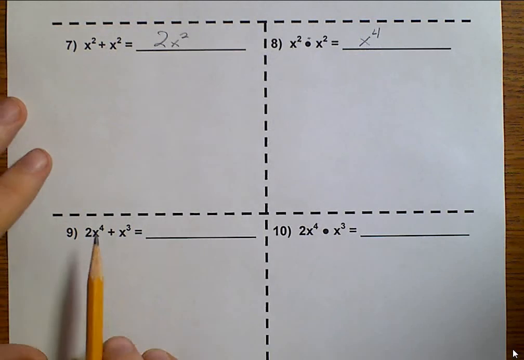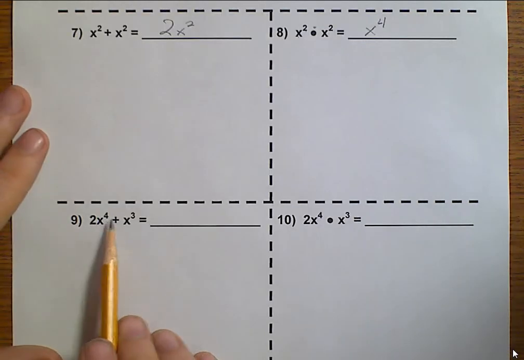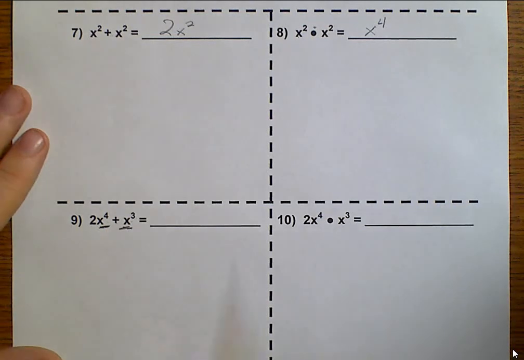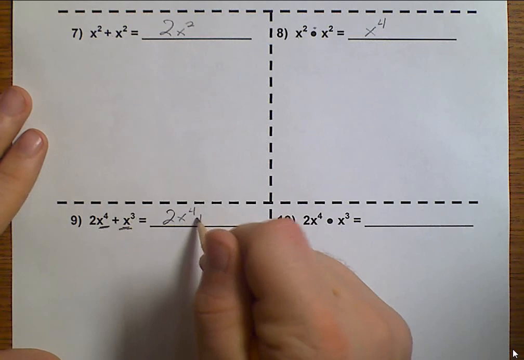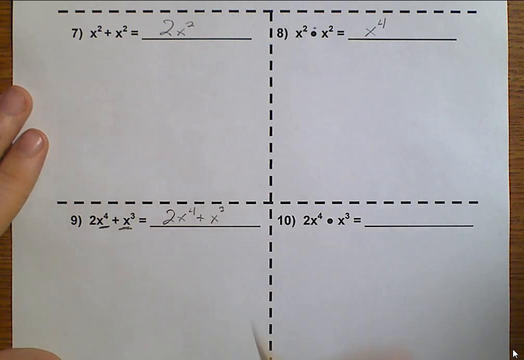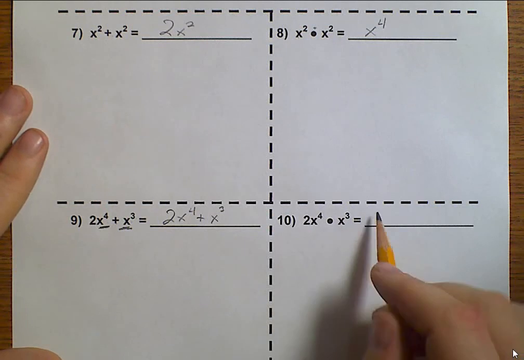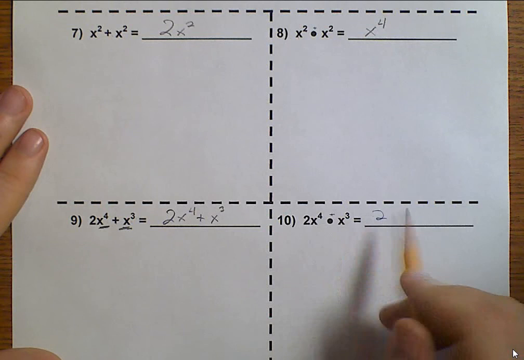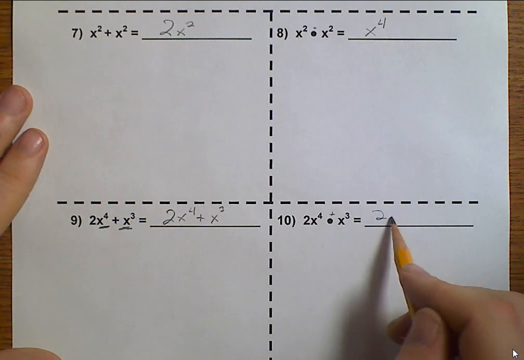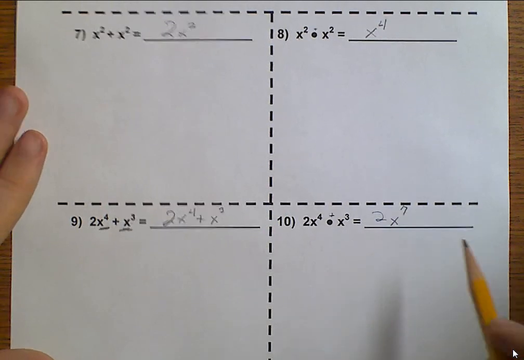Now if I try to do 2x to the 4th plus x to the 3rd, these are not the same. So I can't do anything. So it remains 2x to the 4th plus x to the 3rd. But if I multiply them, 2 times 1 makes 2, and x to the 4th times x to the 3rd, 4 plus 3 make 7. So we have 2x to the 7th.